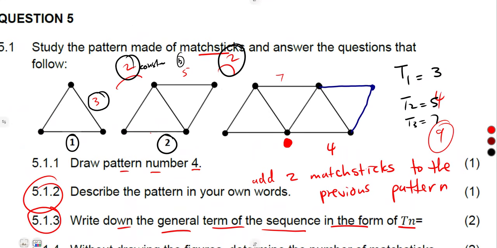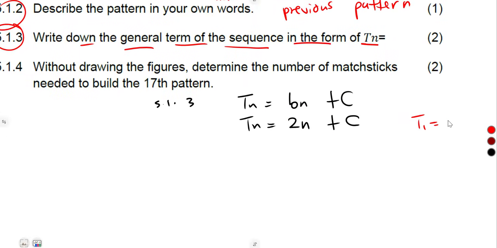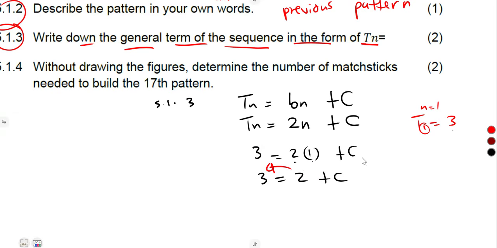You can use anyone. So I'm going to use the first one. T1 is equal to what? Is equal to 3. If T1 is equal to 3, it means n is equal to 1. When n is equal to 1, T1 is 3. Tn is 3. So we can solve for C. So that's 3 is equal to 2 times 1, that's 2, plus C. Take the 2 to the other side. 3 minus 2, that's a 1. So C is equal to 1.